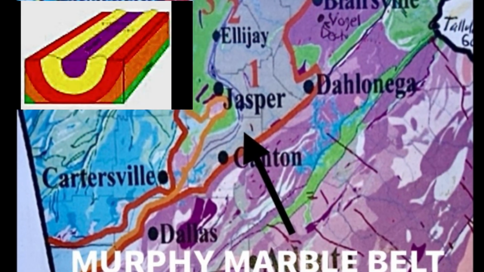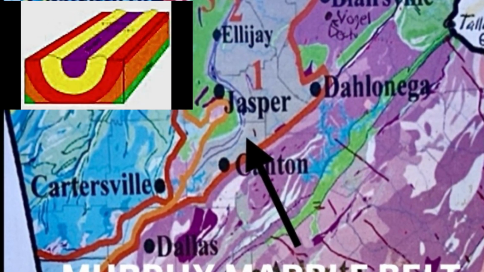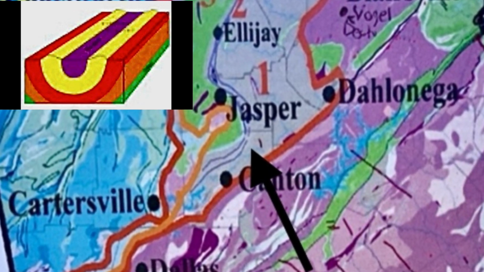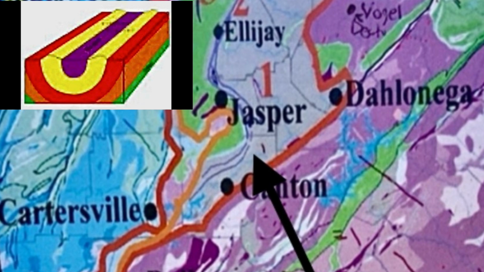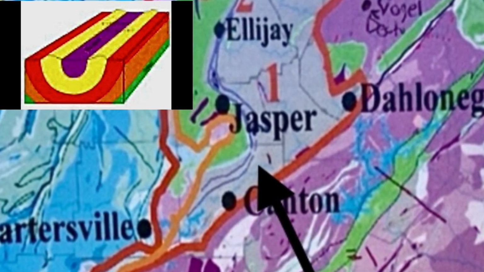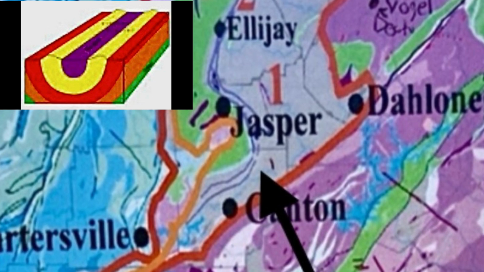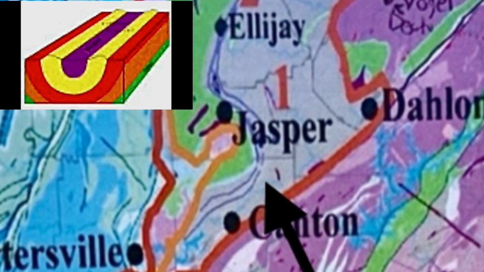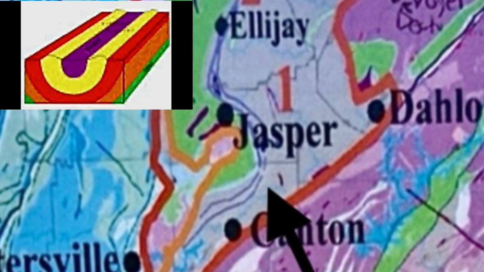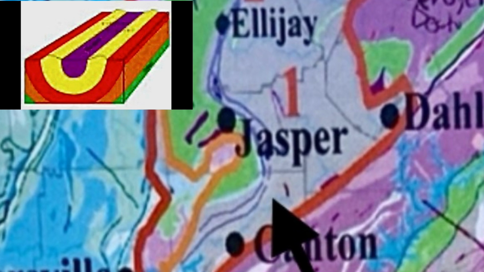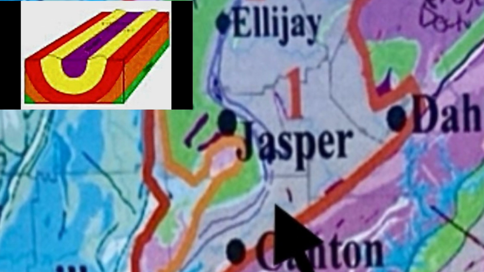Okay, on this geologic map of Georgia, see those 2 really thin, purpley lines running through Ellijay, Jasper, etc.? That is the Murphy Marble Belt. Each of the lines represents an edge of the marble deposit that was pushed into a syncline. This marble deposit, called by many different names, runs all up the eastern United States.